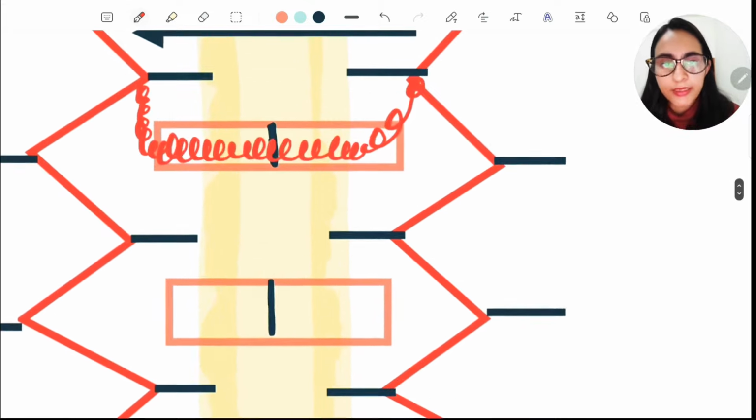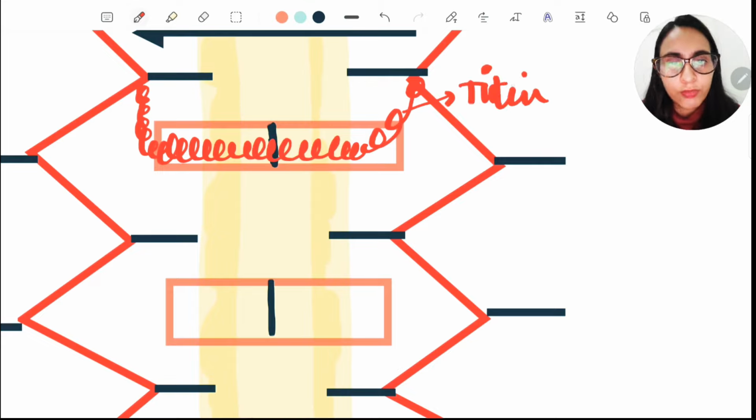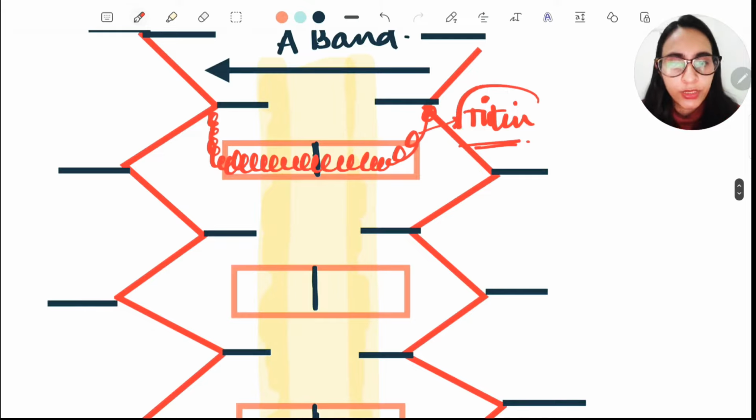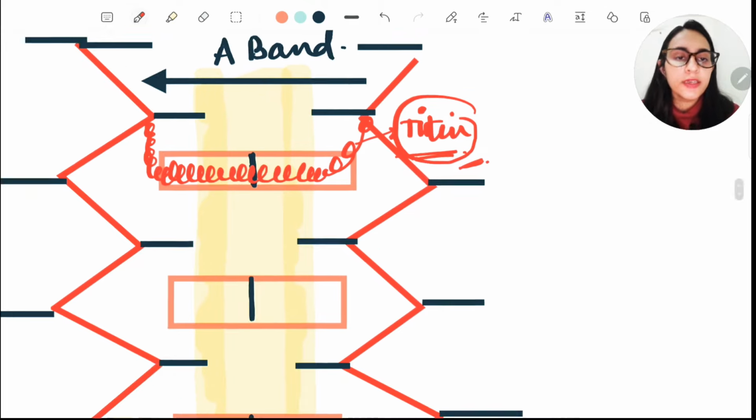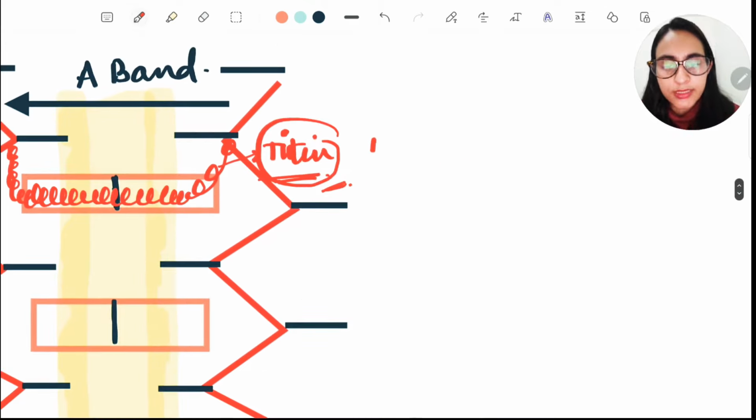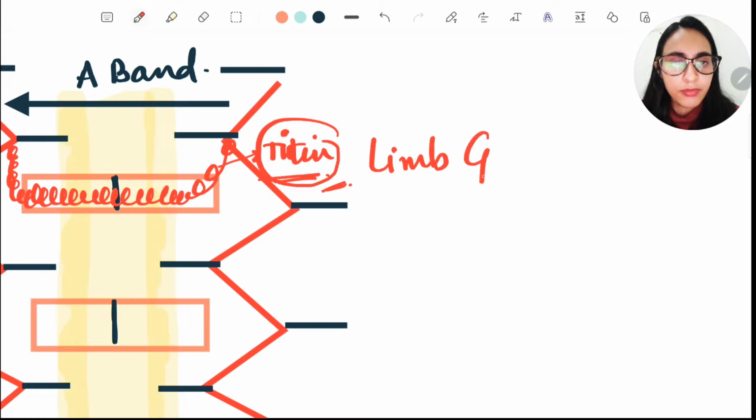Titin is a protein; in fact, titin is the human largest protein. It is anchoring the Z line to the thick filament, and the function of this titin protein is the alignment of thick filament to the sarcomere. If there is a defect in this titin protein, the disease is known as limb girdle muscular dystrophy.